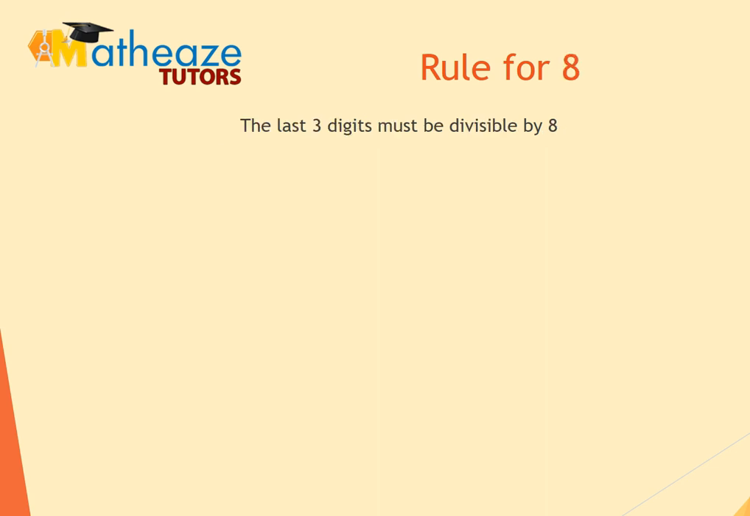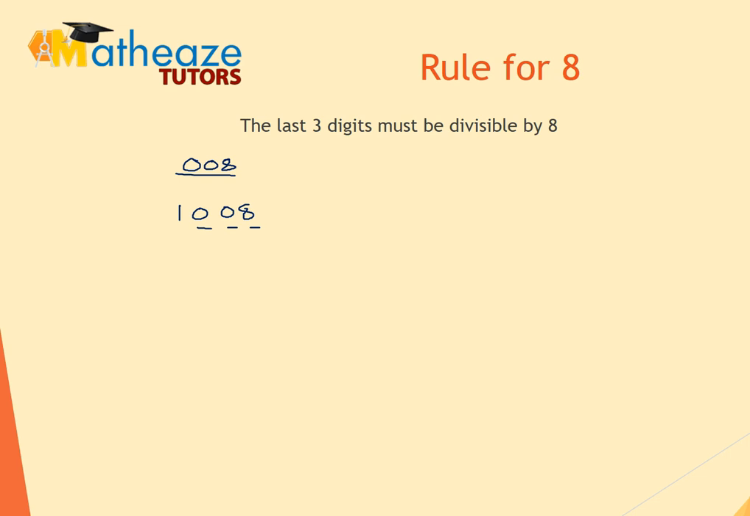The rule for 8, all we need to focus on are the last 3 digits. So let's try something simple. 008. Okay, so we'll put that in a number. 1008. Because you focus on these last 3 digits, they are divisible by 8, so the whole number is divisible by 8.